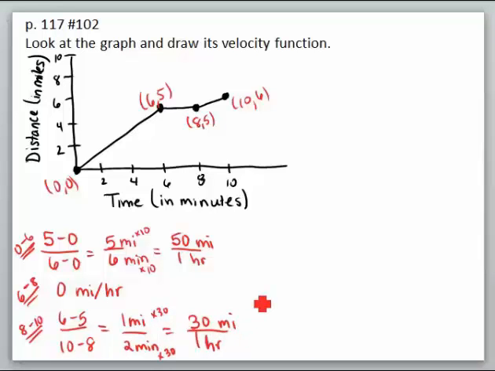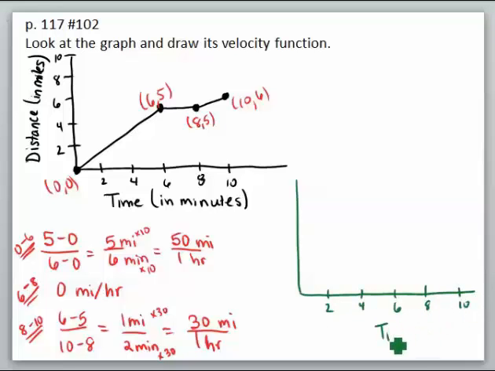So now I can go ahead and draw the velocity function based upon this information. So I've still got time down here. Let's see if I can make this a little straighter. So my time, I'm still going to put 2, 4, 6, 8, 10 down here. I'll label it time. And we went ahead and changed this, and you know, we have this in miles per hour. So I actually should change the bottom of this to be in hours.